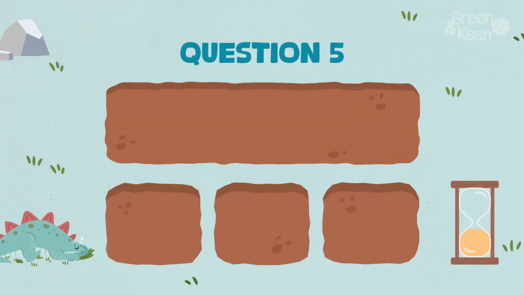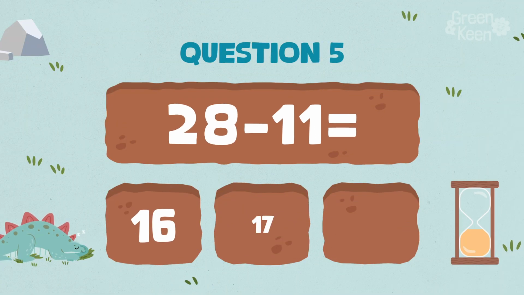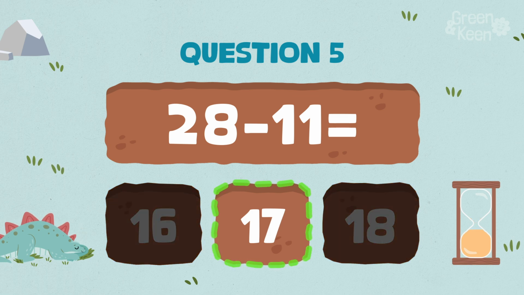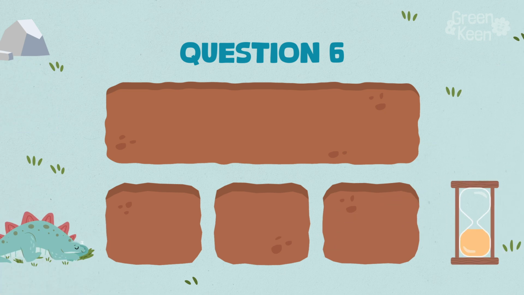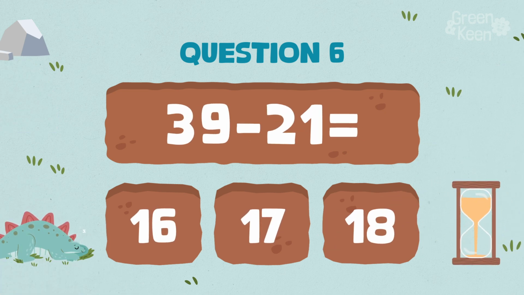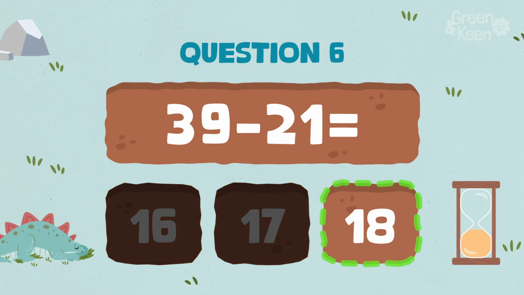Question number 5. 28 minus 11 equals... The answer is 17. Question number 6. 39 minus 21 equals... The answer is 18.